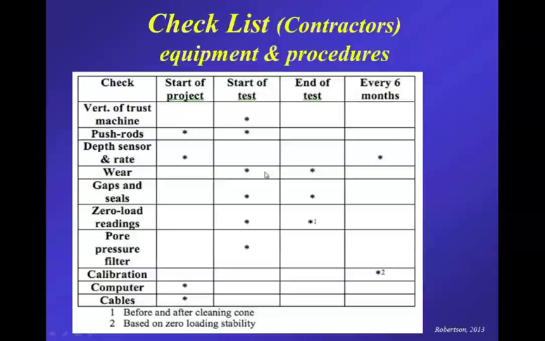Check the wear at both the start and the end of every test. So basically, before every test, check for wear on the cone and check that it still is within tolerances. Likewise, check the gaps and seals. Basically, clean the cone after every sounding so that it's clean prior to the next sounding, which means you've cleaned out all the gaps and seals, got rid of any dirt. And of course, the zero load readings, take them at the beginning and at the end of every sounding, and I'll talk a little bit more about that in a second.